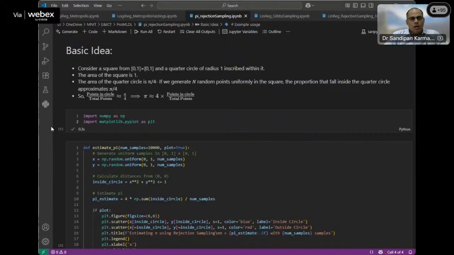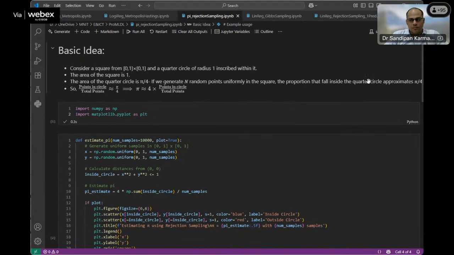So I was telling about how to estimate pi. I am considering a square from 0,1 to 0,1, and there will be a quarter of a circle inside it with radius 1. So the area of the square is 1, and the area of the quarter circle will be pi by 4.